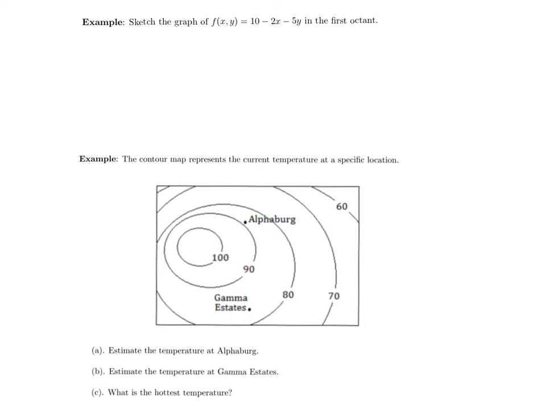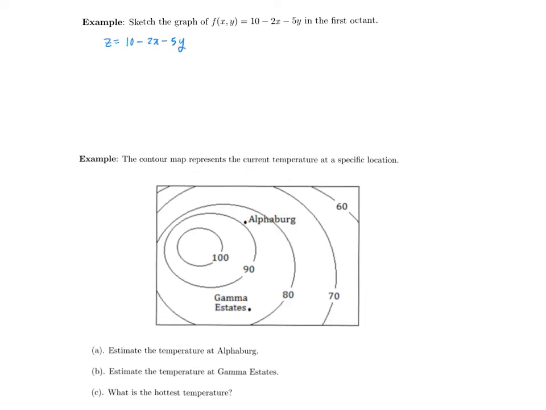Now that you've spent a few minutes working on these examples, and if you haven't, pause the video and spend a few minutes. So for the first problem, we're asked to sketch the graph of some function of two variables. And remember, this is a fancy way of asking us to sketch all points of the form x, y, z, where z is the associated output. So z is equal to 10 minus 2x minus 5y.